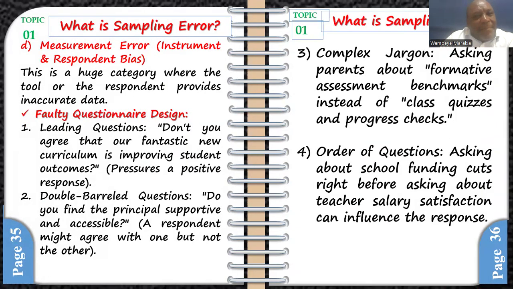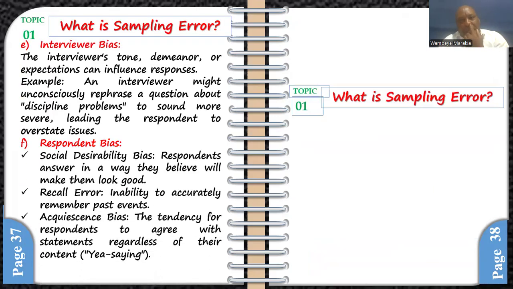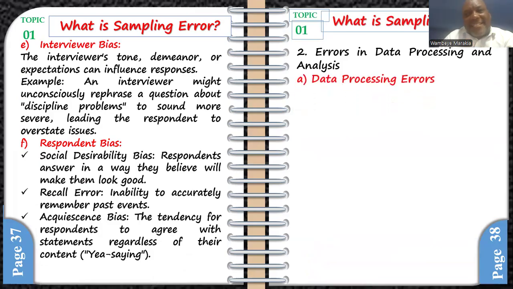We have looked at the measurement errors. Now, I want us to move and look at errors in data processing and analysis. Errors in data processing and analysis.